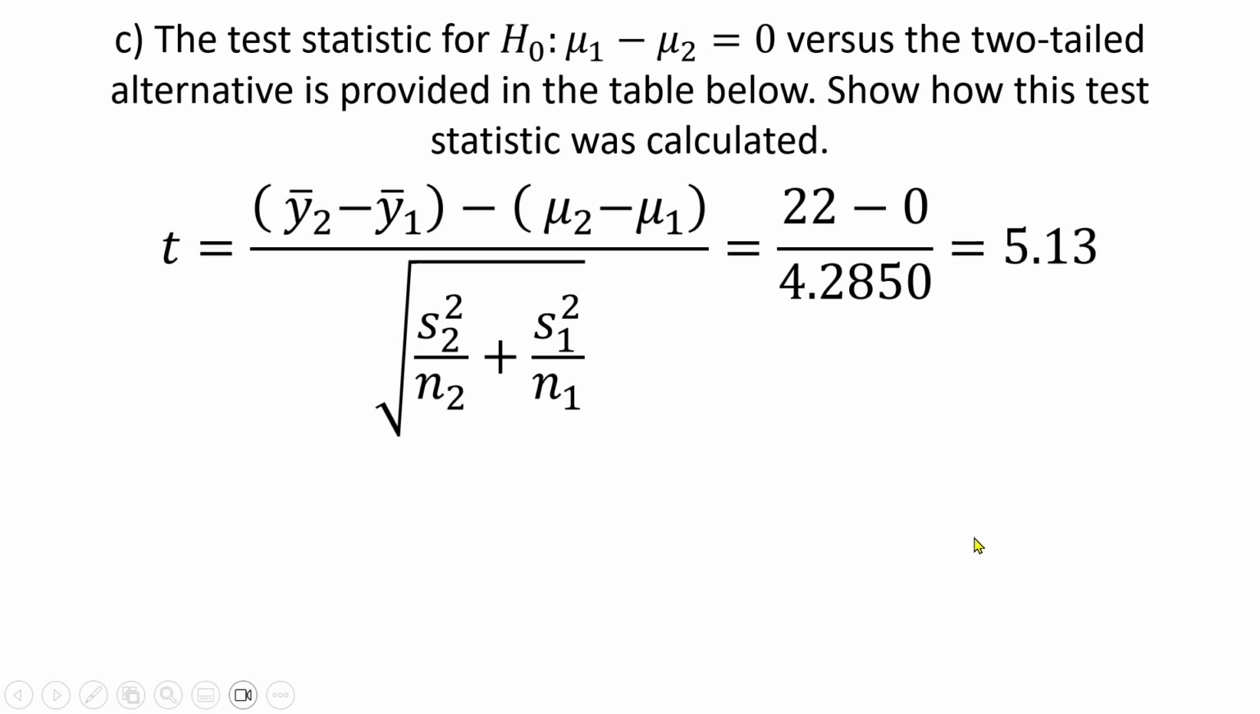So that's pretty straightforward. Test statistics, t-statistics, are always calculated in the same way. You start with what you observed. In this case, it's the difference between means, minus what you would expect to see if the null was true, divided by a measure of uncertainty.